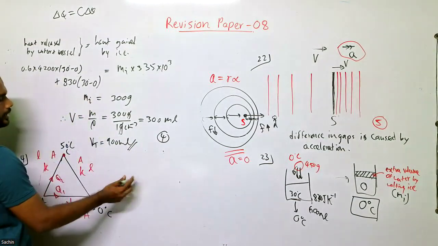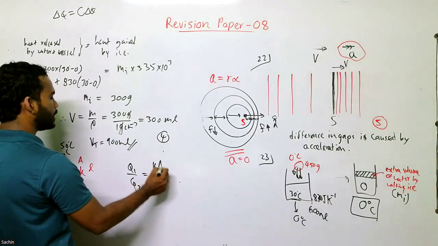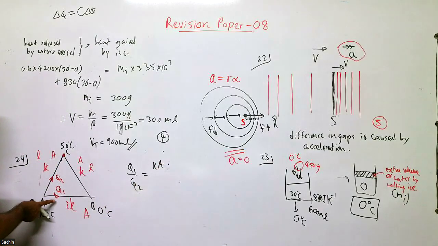Okay, now you can compare directly. Q1 is to Q2. The heat flow is given by K A delta theta over L. So Q1 is the bottom path.